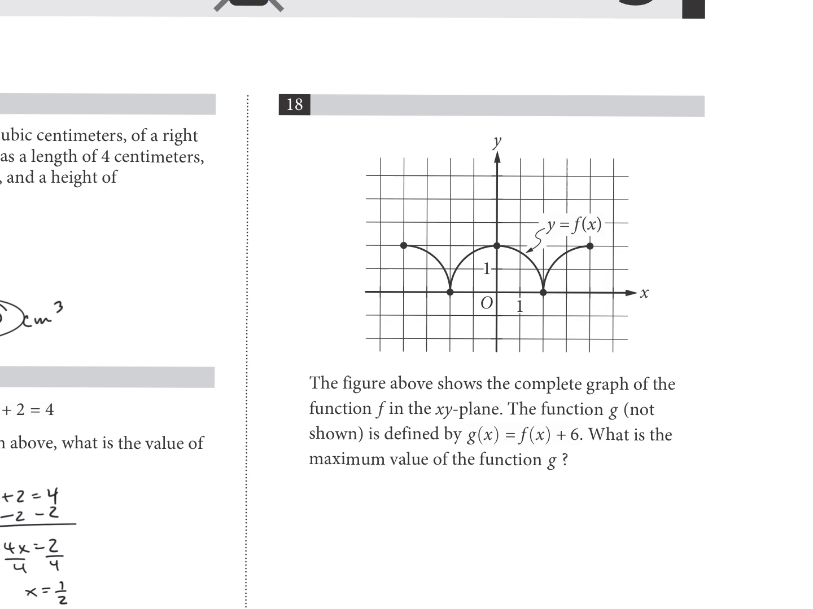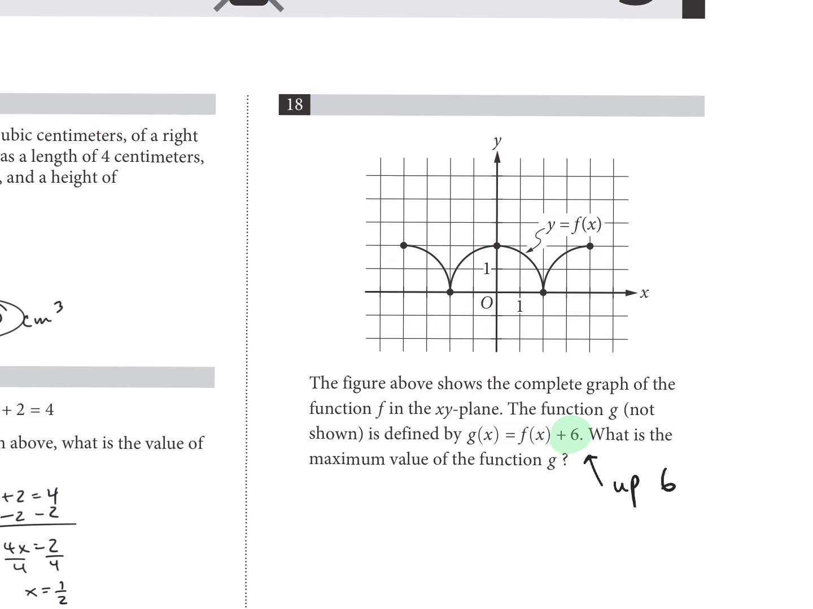The function g, not shown, is defined by g of x as f of x plus 6. What is the maximum value of the function g? So this is kind of a transformation question. You'll see one of these on every SAT. I've been practicing these tests, and I keep seeing these questions that ask you, how does that change the graph?